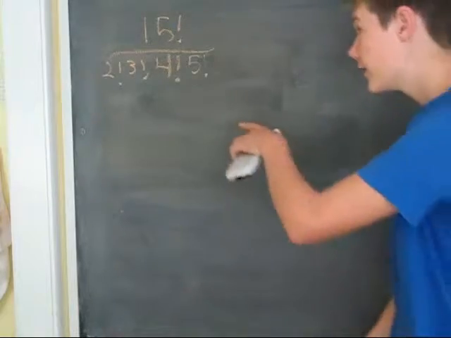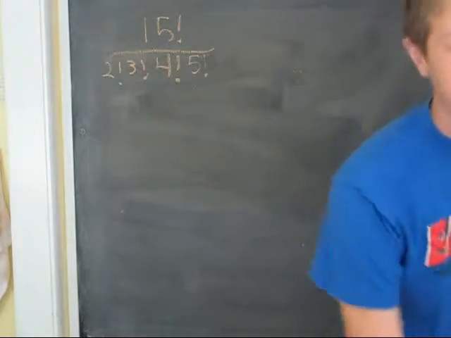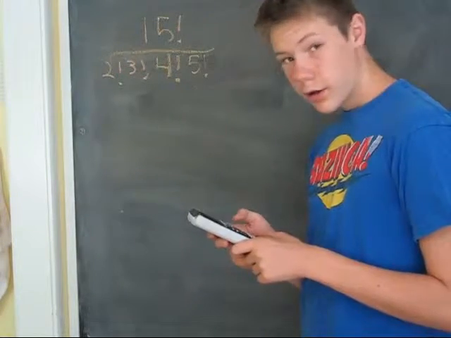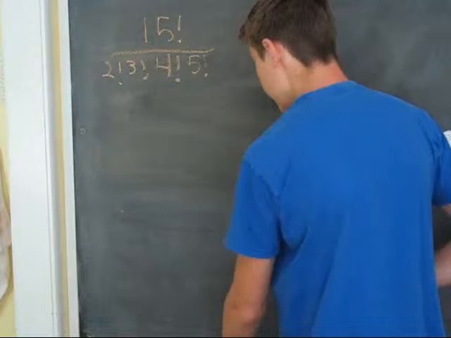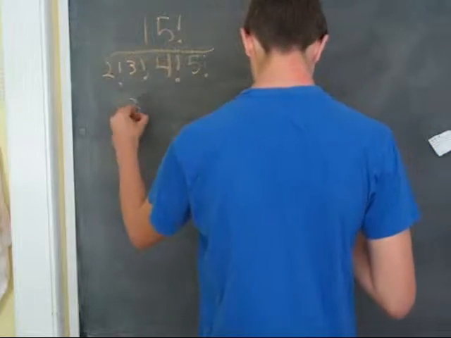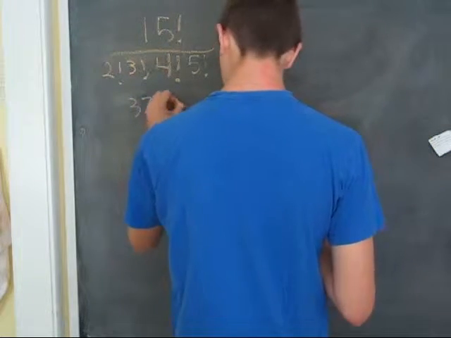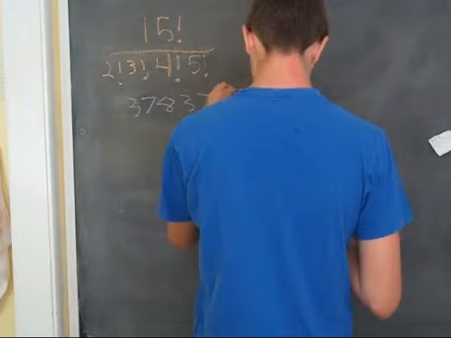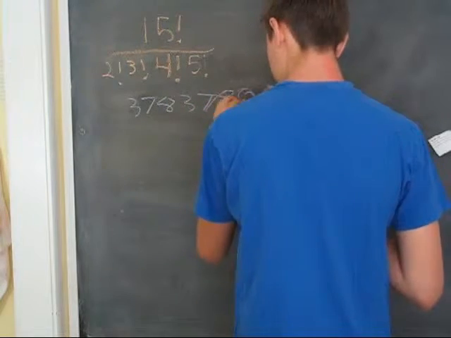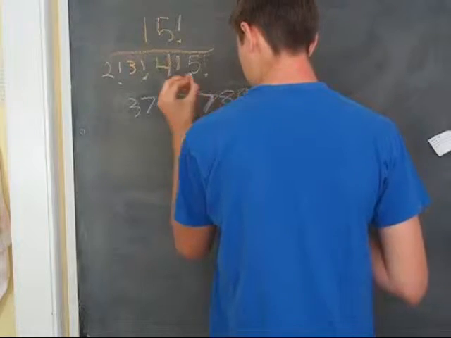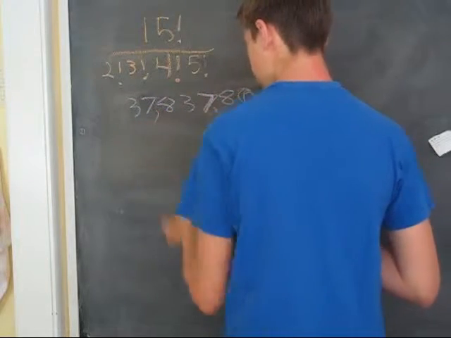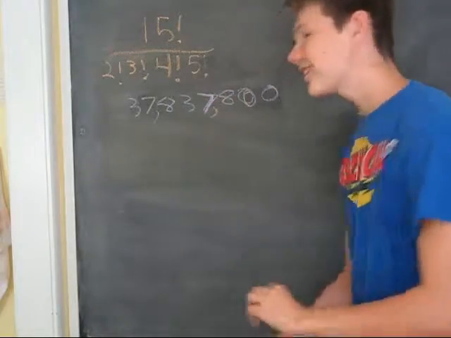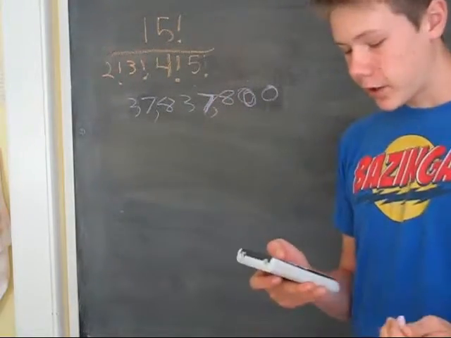Okay, so now that we have this whole fraction here, we're just going to evaluate this with a calculator. It's 4 factorial. The answer to that is 378,378,000. So that's 37,837,800 distinct possibilities with these different colors.